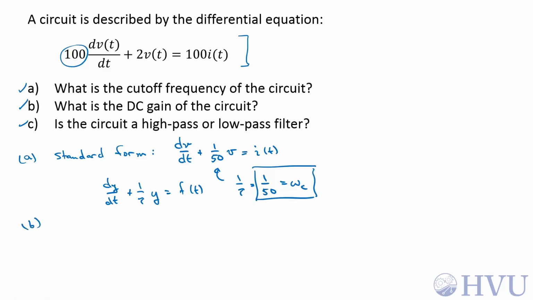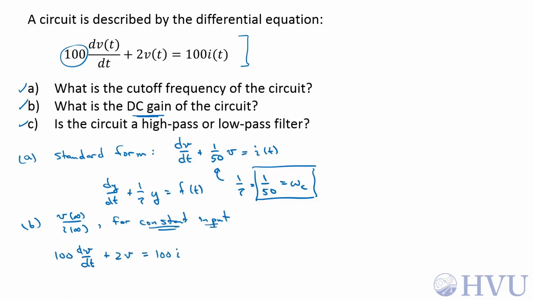In part B, we want the DC gain. The DC gain is the ratio of the output to the input as t goes to infinity, so this will be V at infinity over I of infinity for a constant input. So under this circumstance, we have 100 dV/dt plus 2V is equal to 100 times I.